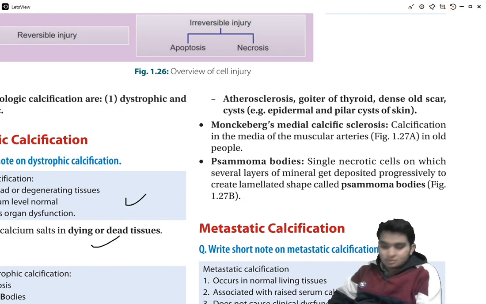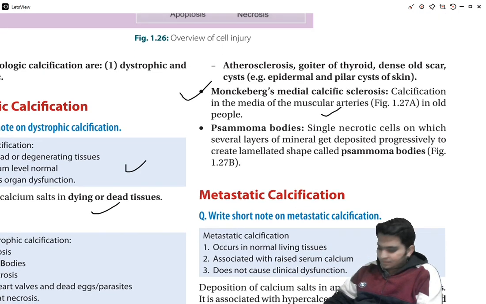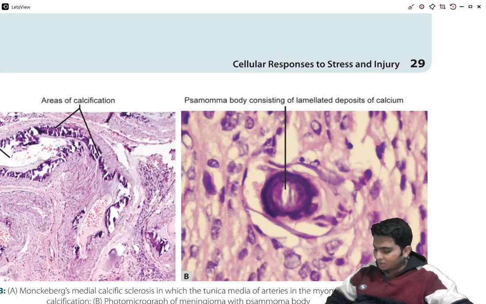Now, Monckeberg's medial calcific sclerosis. It is the calcification in the media of the muscular arteries in old people. A single necrotic cell on which several layers of minerals get deposited progressively to create a lamellated shape is called psammoma bodies. Here you can see the psammoma bodies in this image.